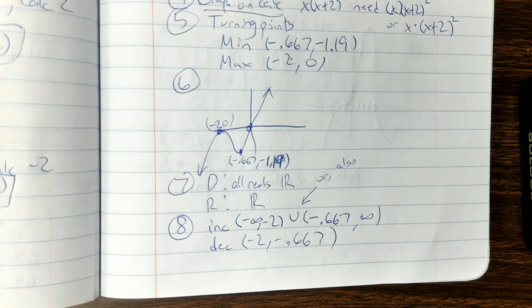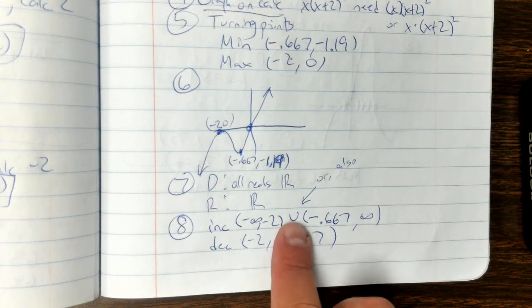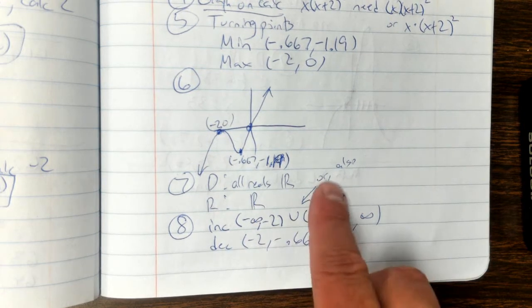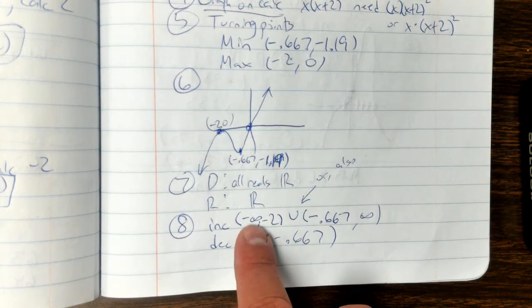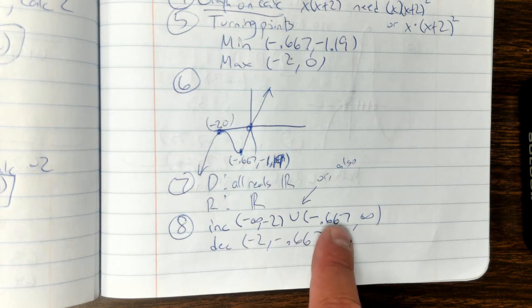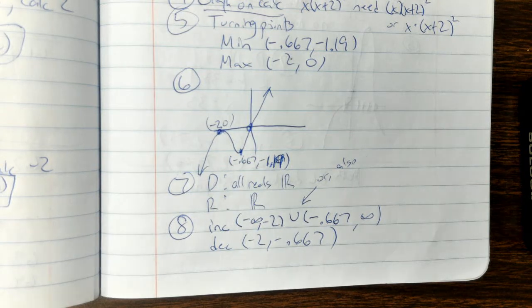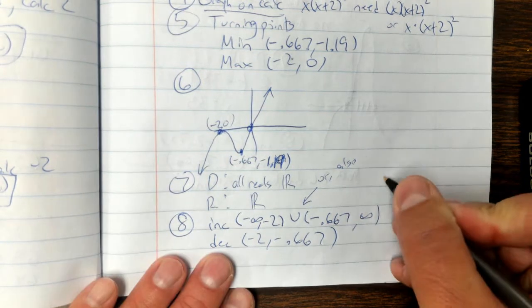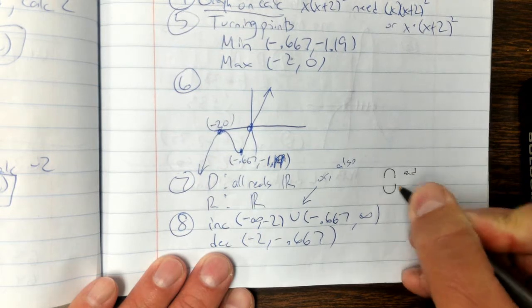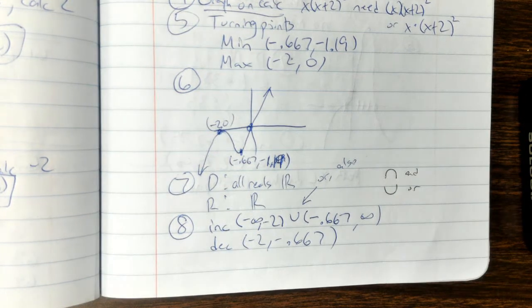Any questions about this? Oh, by the way, that little U in between means or also. It's this part and this part, and I guess I put or. So this part or that part. When you get into set notation, this one means and this one means or. In this case, it's or. So it's increasing here or there.